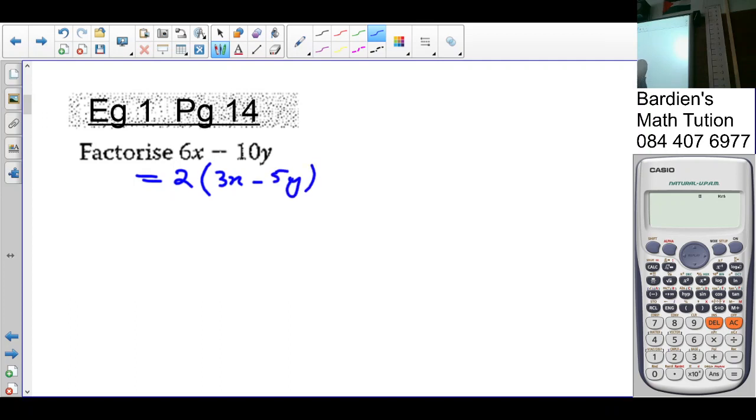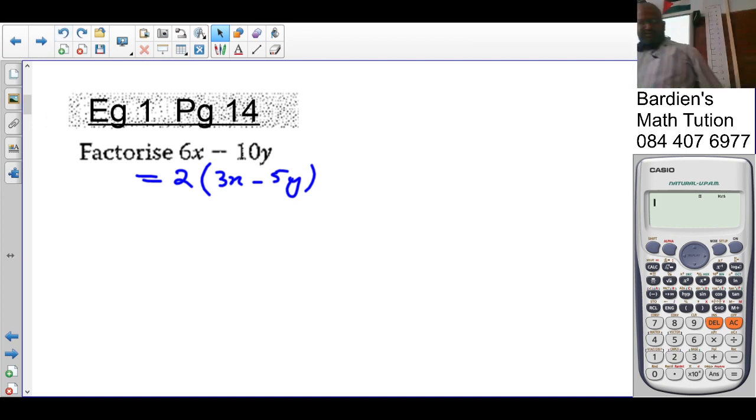And we can test if we are correct. 2 times 3x is going to give you 6x. And 2 times negative 5y is going to give you negative 10y. You guys understand? Which makes that correct. Okay. Let's look at another example.